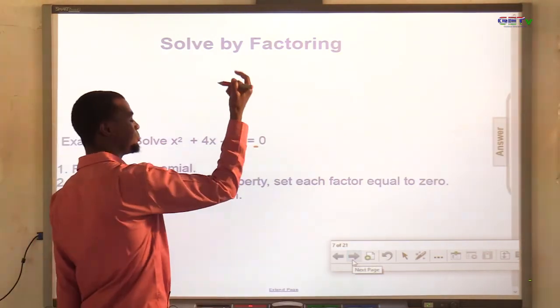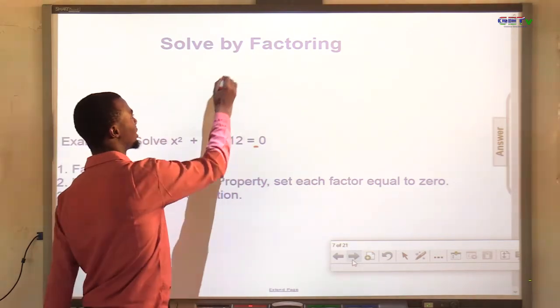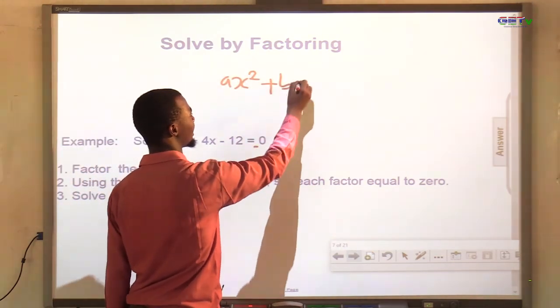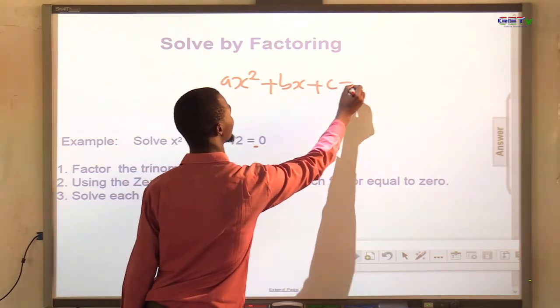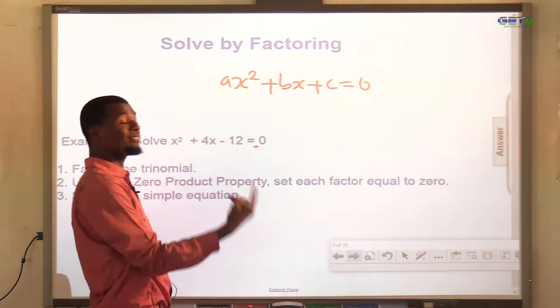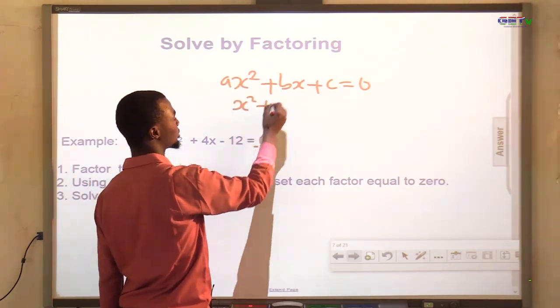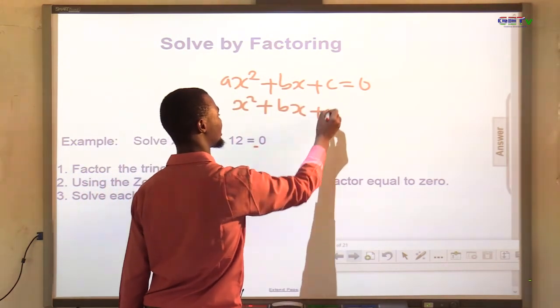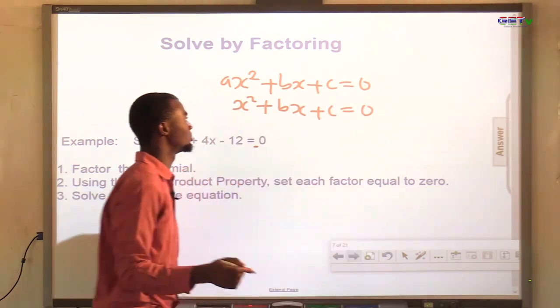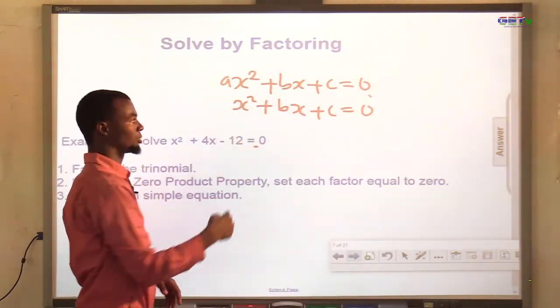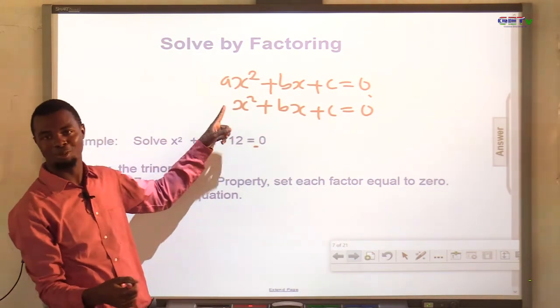Previously, in the beginning, we said a quadratic equation is in the form ax squared plus bx plus c equals 0. We have another one just before, in the form x squared plus bx plus c, which is also equals to 0. Generally, this one will serve the purpose of all. A is not equals to 0 here.